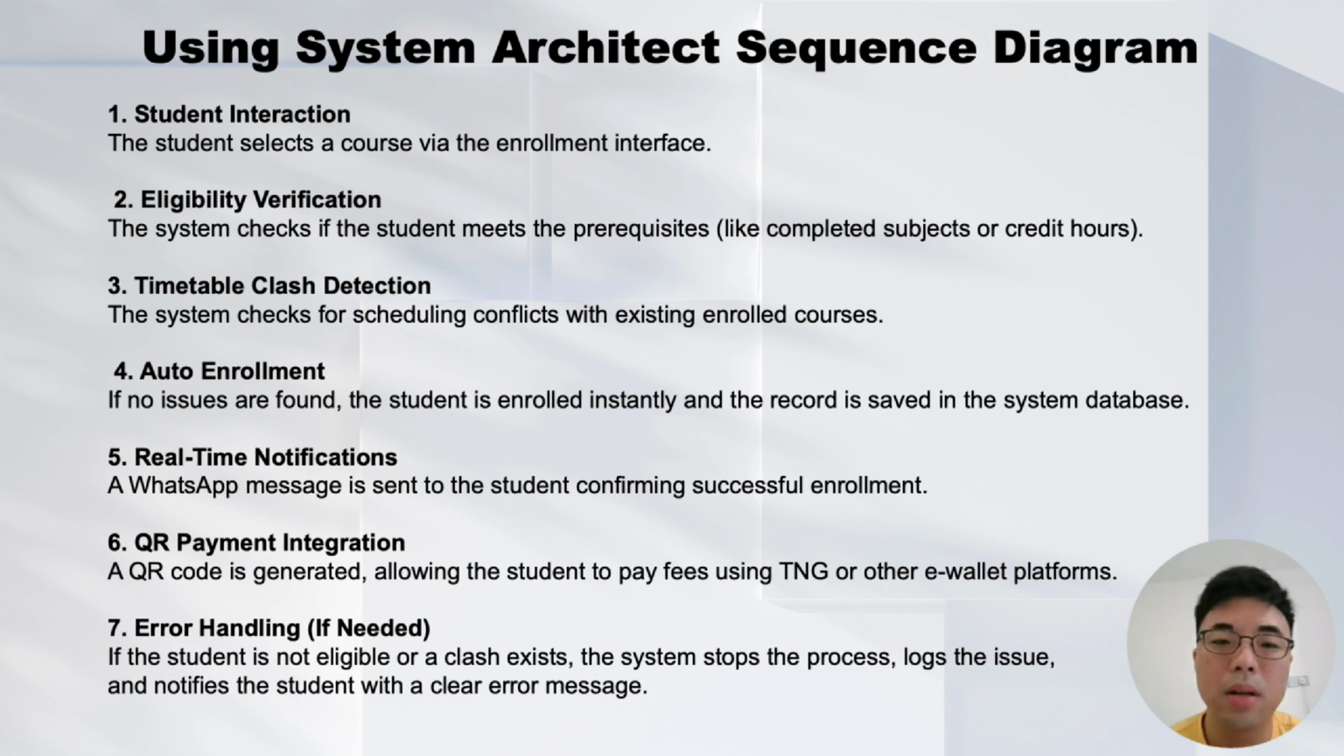The student selects a course like Integrity System, then the system checks for clashes. If everything is fine, we process auto-enroll, send to WhatsApp, and create a QR payment. If not eligible or there are schedule clashes, the system stops and alerts the student. Everything is logged automatically, so the process is fully traceable and efficient.